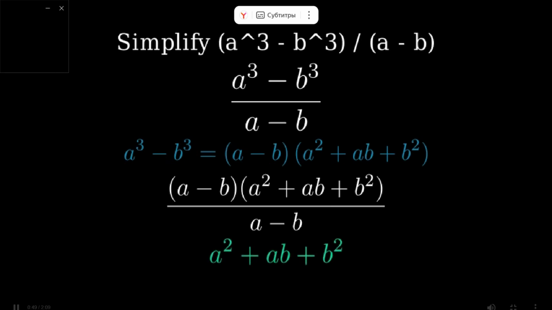The simplified result is a squared plus ab plus b squared. And remember to note the condition, a not equal to b, because the original denominator cannot be 0.